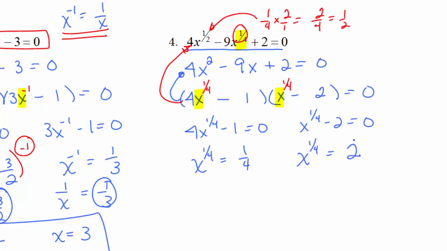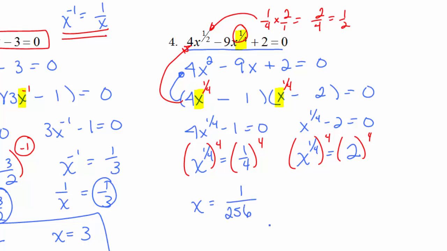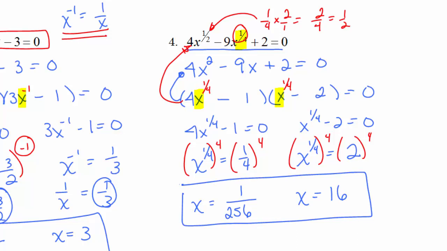And then 1/4 power, I need to raise each side to the 4th power, just using the reciprocal of those exponents. So that's x. And then I think 4 to the 4th power is 256. And 2 to the 4th power is 16. So that's how you can use your factoring skills to solve quadratic wannabes.